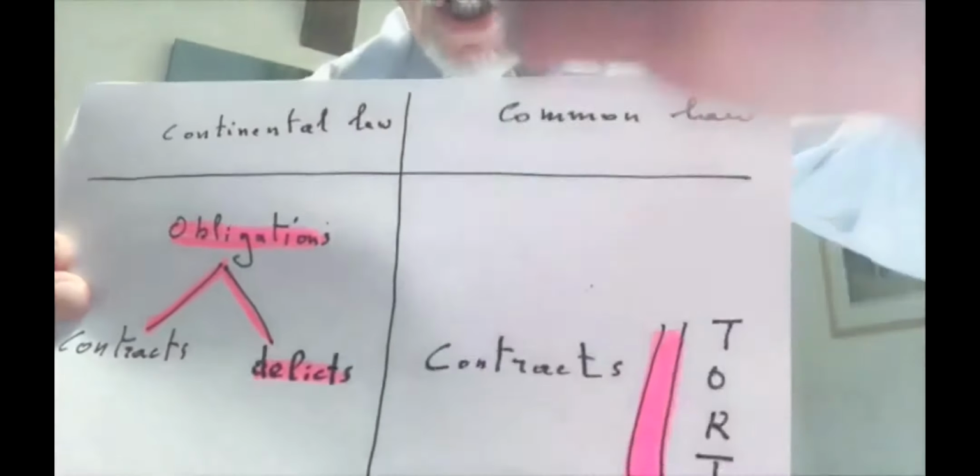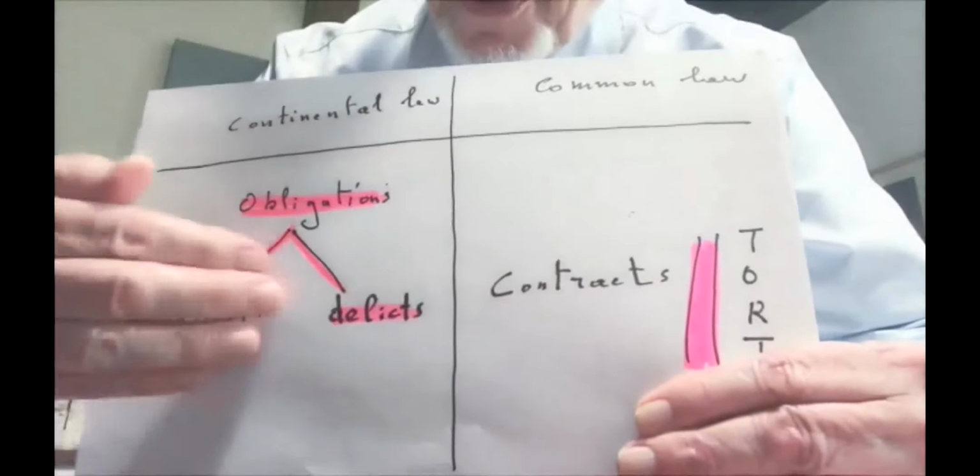So here are the separate contracts and torts. Here not. You have obligations. It's important to understand that because otherwise you will not understand my example.